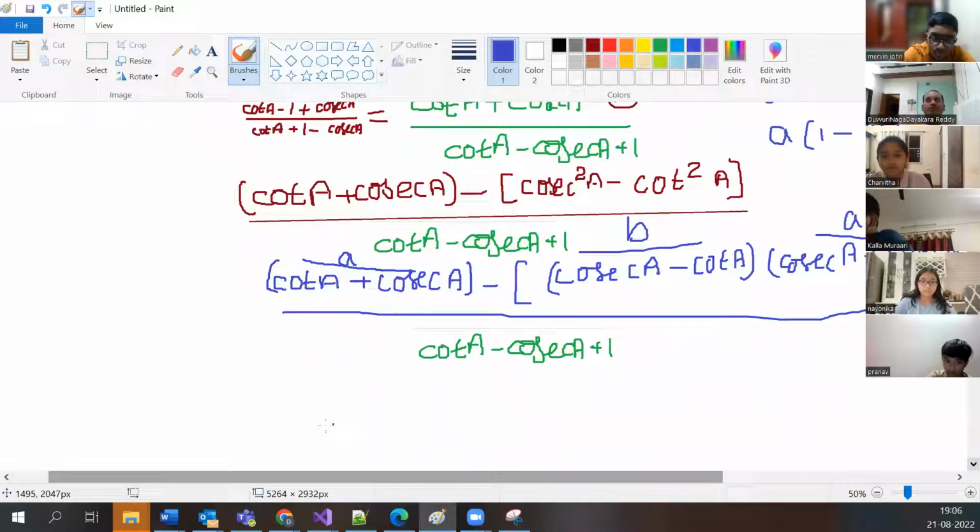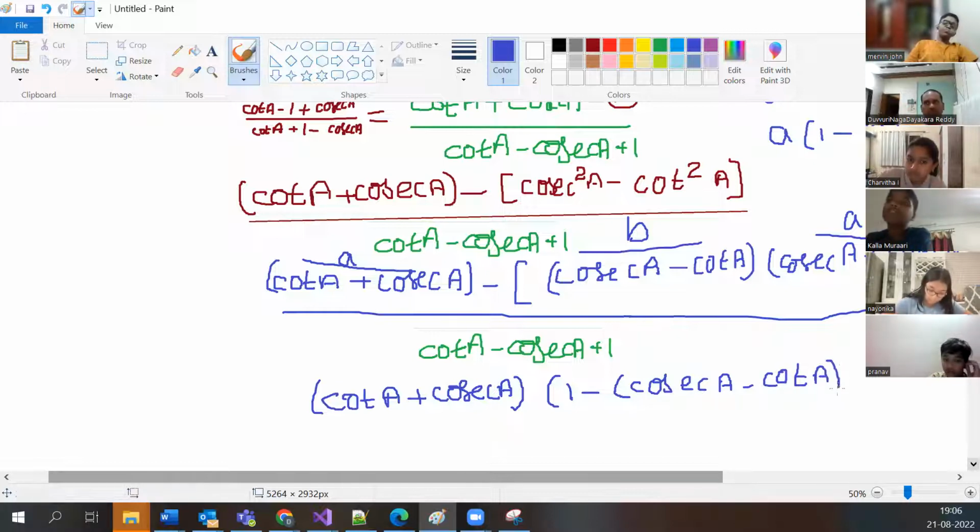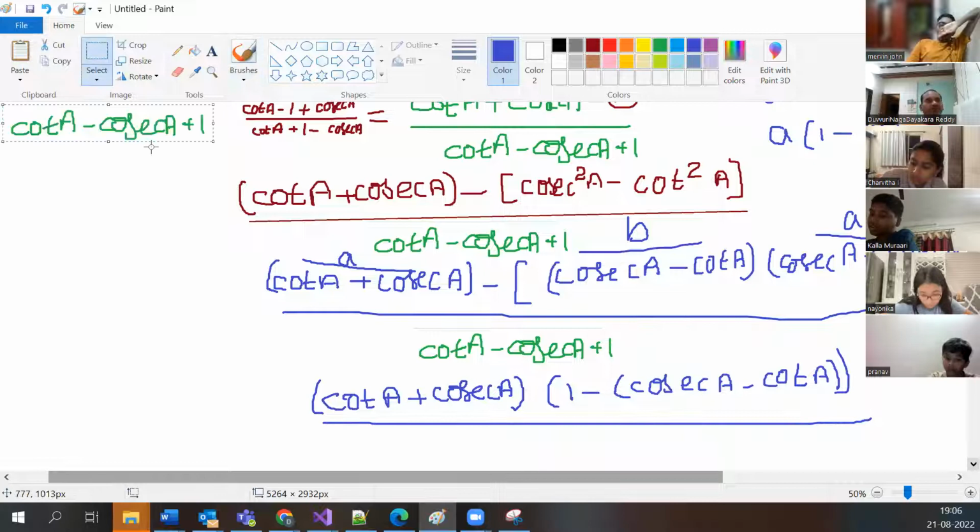Same way you need to think. A means cot A plus cosecant A. I am taking it outside, into 1 minus B. The value of B is cosecant A minus cot A, because minus is there, so we put a bracket: cosecant A minus cot A. Is it clear?